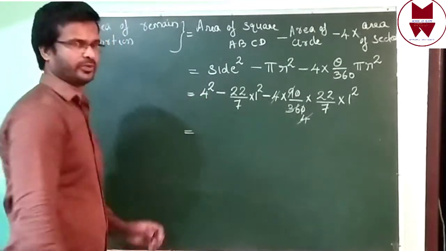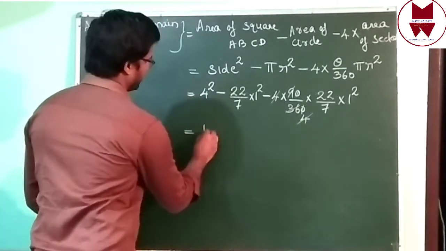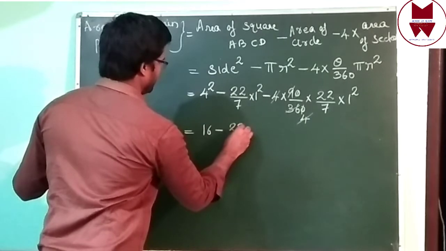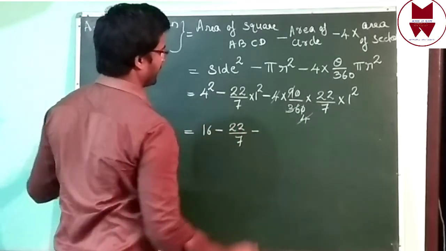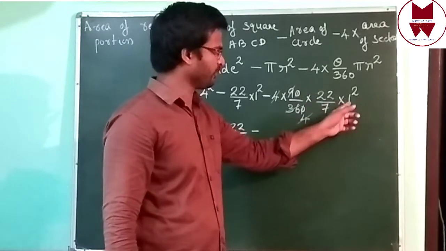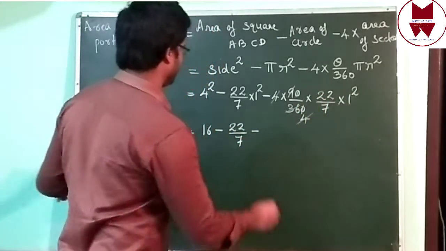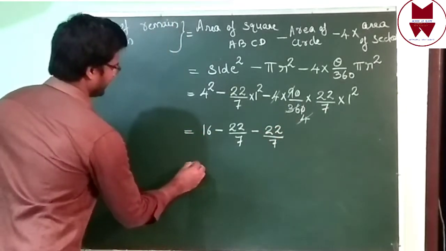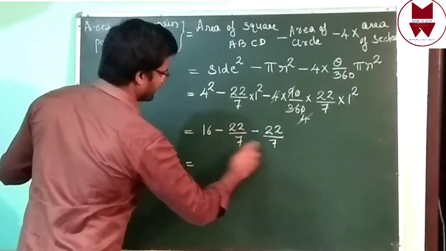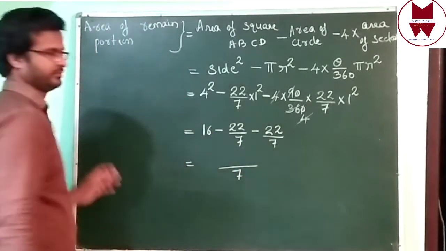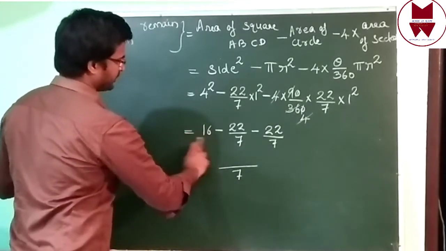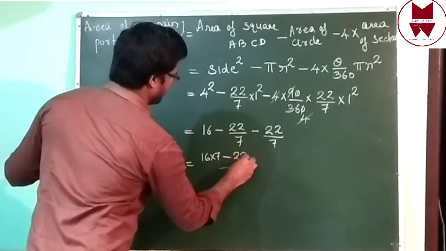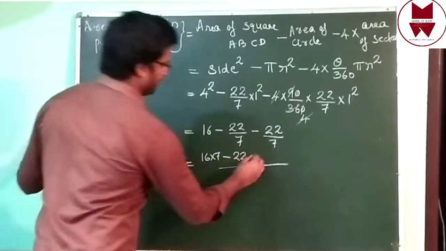Equal to 4 square, 4 square is 16, minus 1 square is 1. Then remaining only 22 by 7. Minus again, in the last part also 1 square is 1. Then remaining only 22 by 7. Take LCM. Here what is LCM? LCM is 7. Then multiply, here no denominator, that's why 16 into 7 minus 22. Only write 22 because the denominator is already there. Again minus 22.